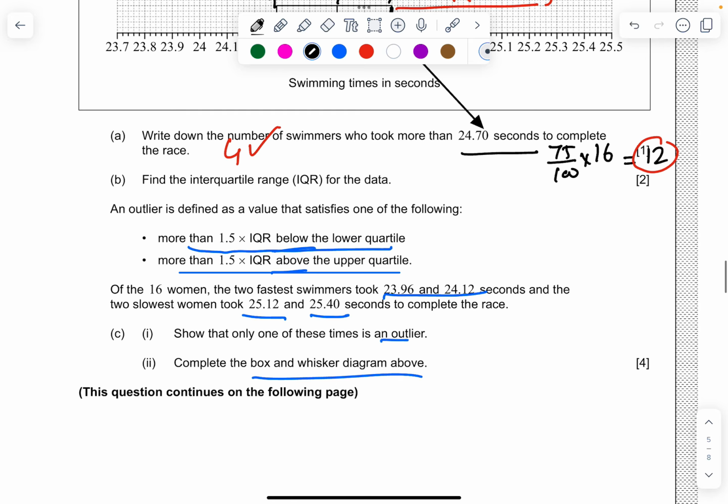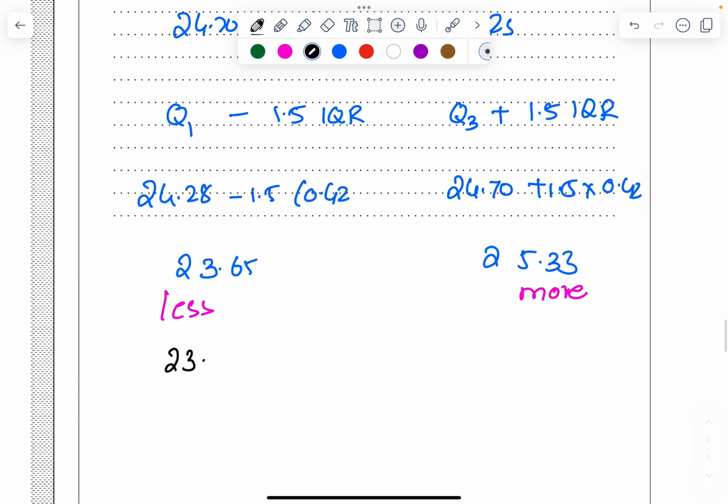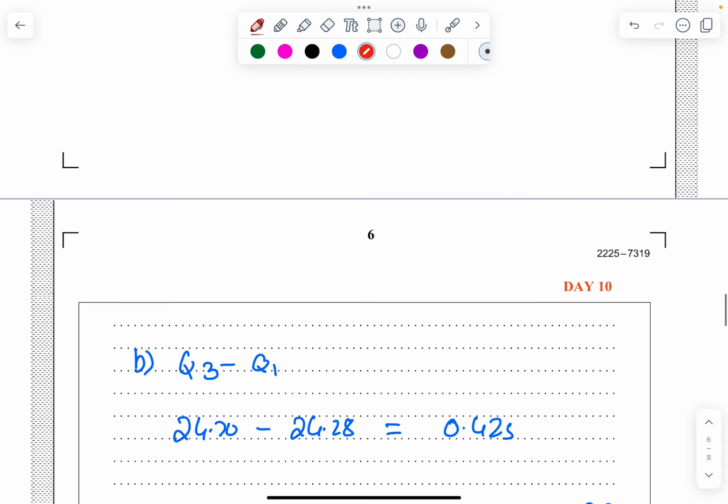What are the numbers we have? 23.96 and 24.12. Both are not less, so no outlier. And the other numbers are 25.12 and 25.40. So 25.12 is not more, and 25.40 is. So only this is the outlier.